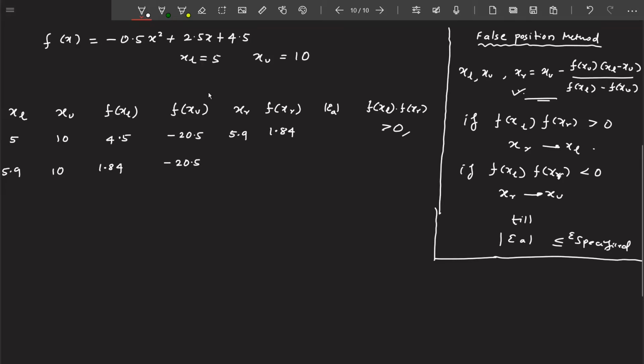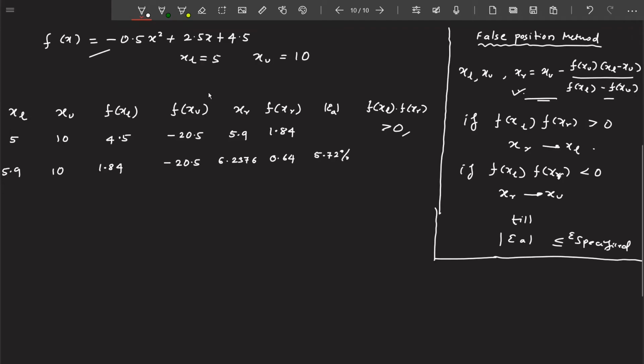Again substitute these values in this equation, and this comes out to be 6.2376, and when you substitute 6.2376 in this equation, this comes out to be 0.64. Now you can calculate the percentage approximate error, and you'll find that it comes out to be 5.27%. So you can see how interesting the false position method is. Within the first iteration, you got the value of approximate error as 5.72.